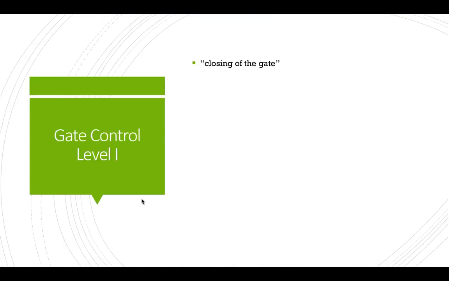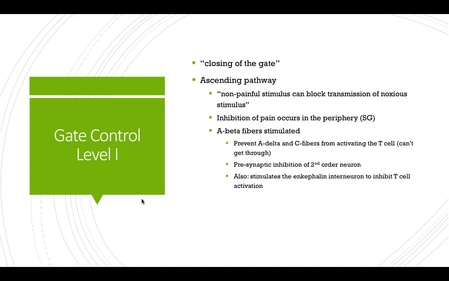So, the first one we're going to talk about is what we call level 1 pain control, or it's commonly called gate control. It's mainly the ascending mechanism of the gate theory. So the idea is to close the gate, okay? It's this ascending pathway, and we talked about this already, that stimulation of non-painful nerve fibers can actually potentially block the transmission of noxious stimuli, of painful stimuli, okay?